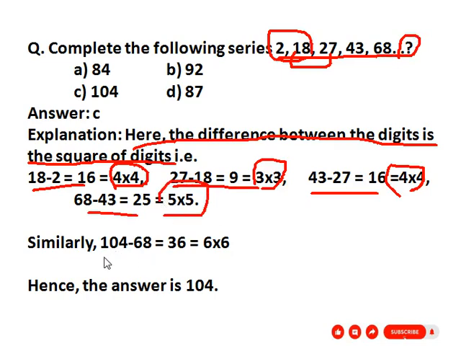So 104 minus 68, that is 36. 6 into 6. So our answer is 104. So our correct answer option C 104.